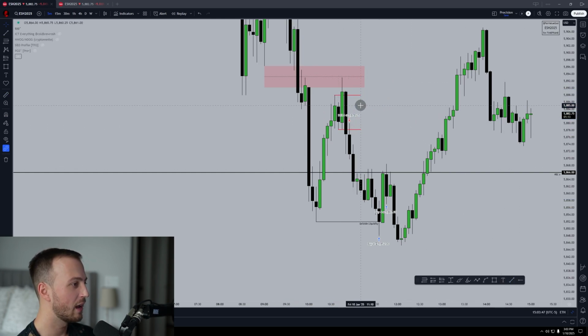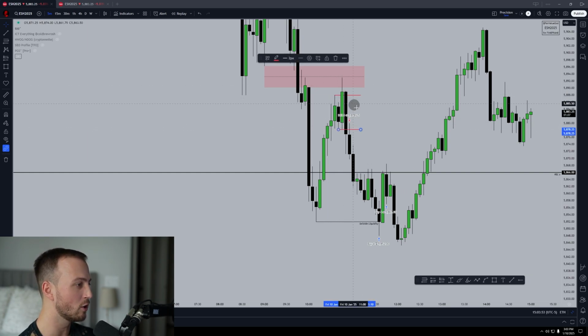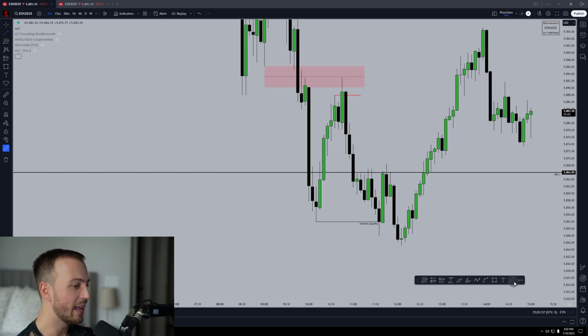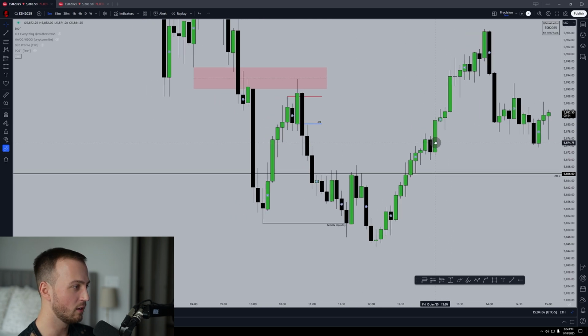I said, okay, I like that. I like this purge of this high and immediate close back inside this range. And not only did it close back inside the range, but it actually closed back below the opening price of this candle, validating it as a bearish order block, okay?